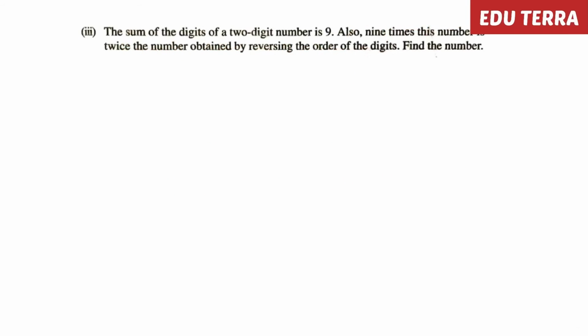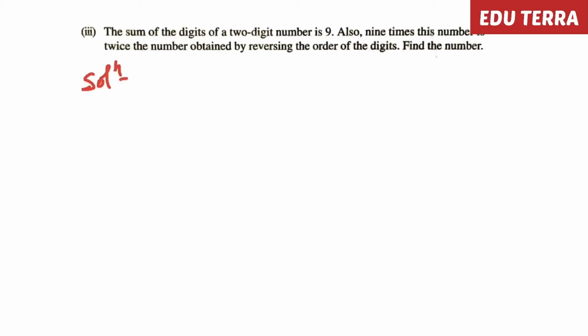Third part: the sum of the digits of a 2-digit number is 9. Also, 9 times this number is twice the number obtained by reversing the order of the digits. Find the number. Okay, here we have been given that the sum of the digits of the 2-digit number is 9. It means that when you add the unit place and the tens place, you will get 9.